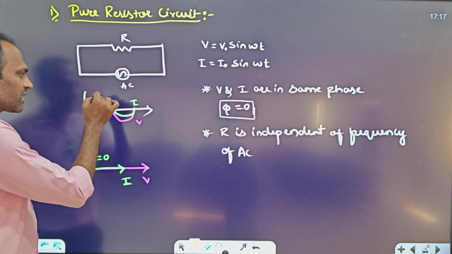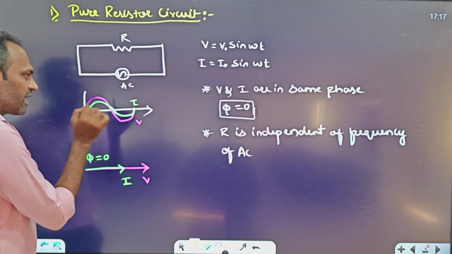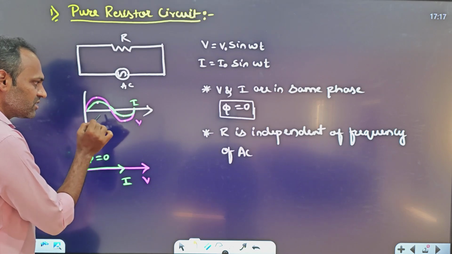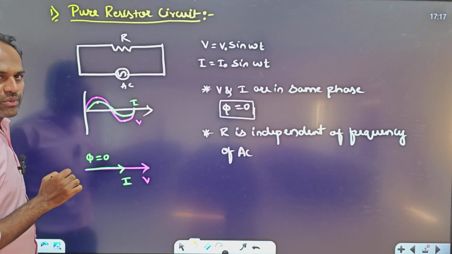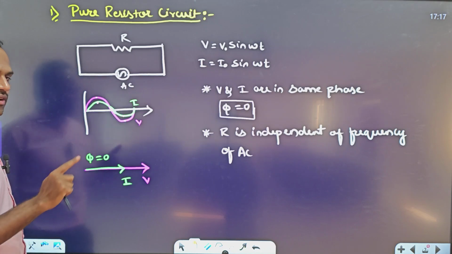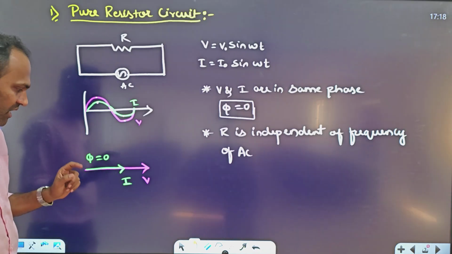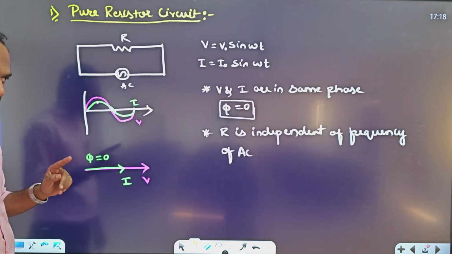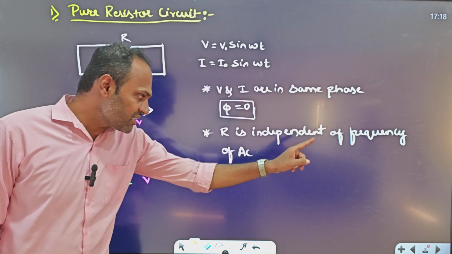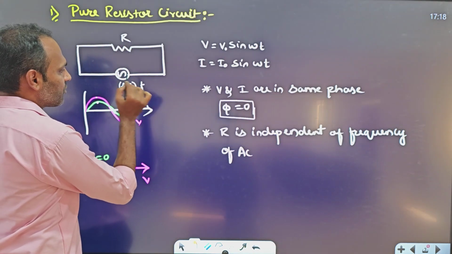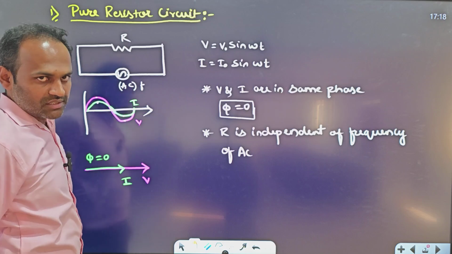So here we have shown it graphically. This is voltage and this is current. Both are attaining their peak values at the same time and negative peak values at the same time, and they are becoming minimum at the same instant. That's why we are saying that both are in phase. So the phasor diagram is here. Both the vectors should be shown along the same straight line so that the phase difference between them will be 0. Next, R is independent of the frequency of AC. Whatever variations you make in the frequency of the AC, it will not affect the resistance, right?